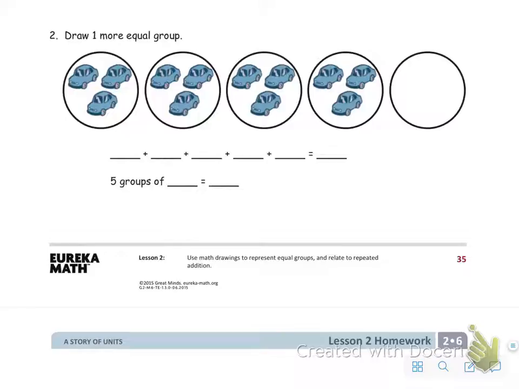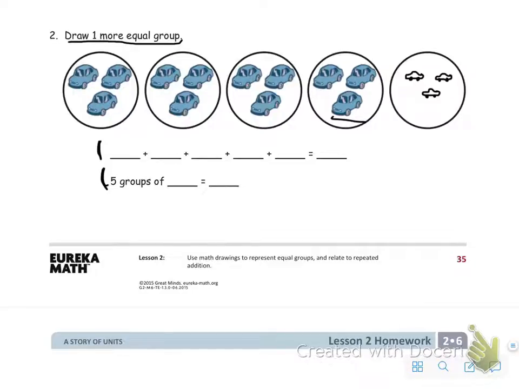So similar to the problem set, the homework is going to get a little bit harder with each problem that you do. So it says draw one more equal group, and then of course we need to fill in this and this. So over here you just draw in another car. So I'm going to pause, draw the cars real quick. Alright, so my cars are not nearly as good looking as the ones that are already drawn for us, but that's okay, I think they'll do.